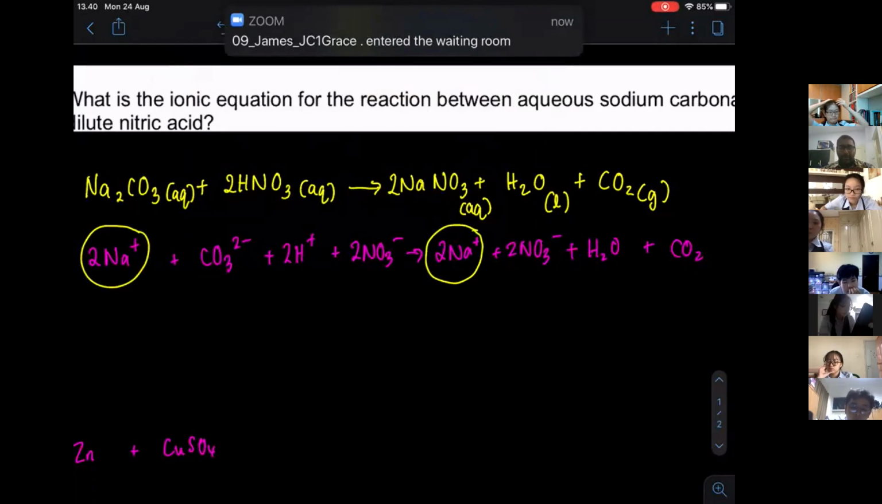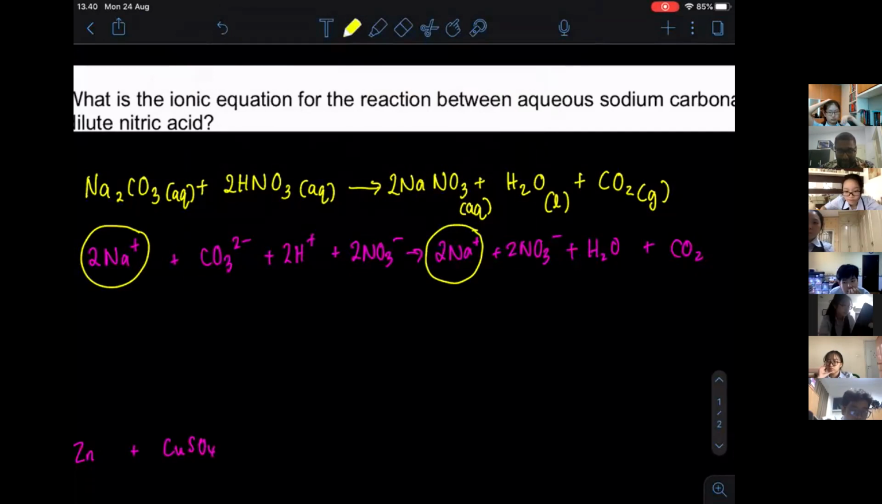Now I also have 2NO3-, and I have 2NO3-. The rest are different. Now, what does it mean over here?